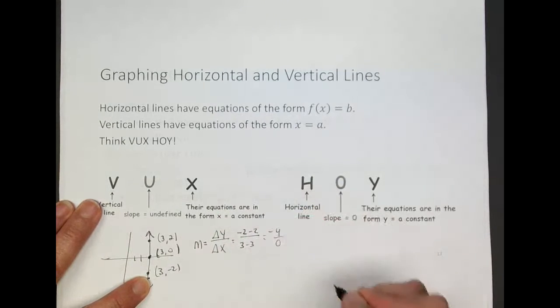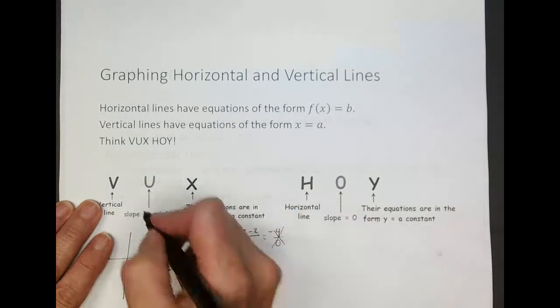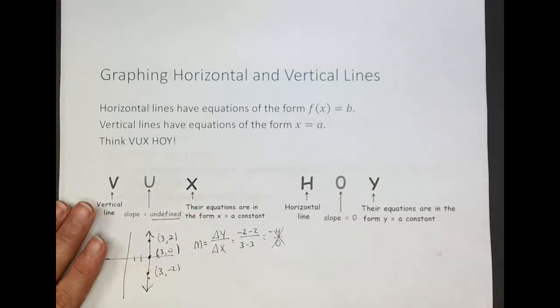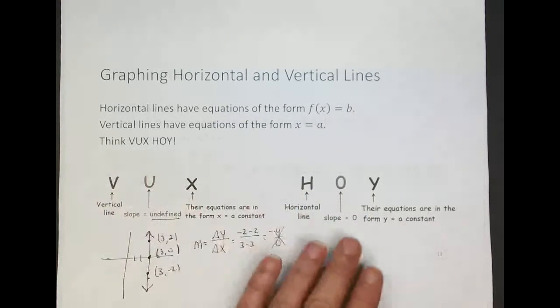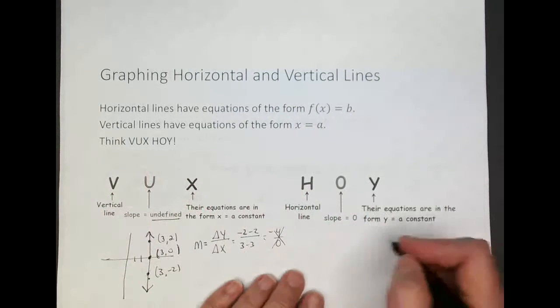And we, of course, cannot divide by 0. Cannot do that. No division by 0. That's why we have to say the slope here is undefined. On the horizontal lines, we say the slope equals 0.